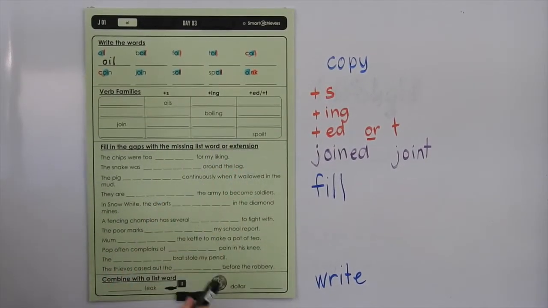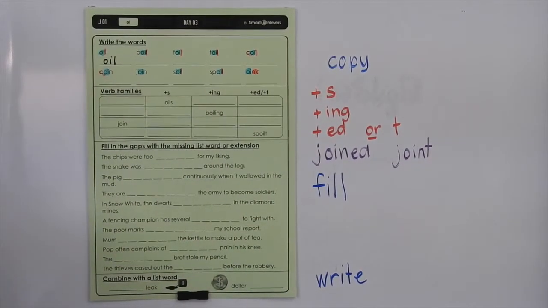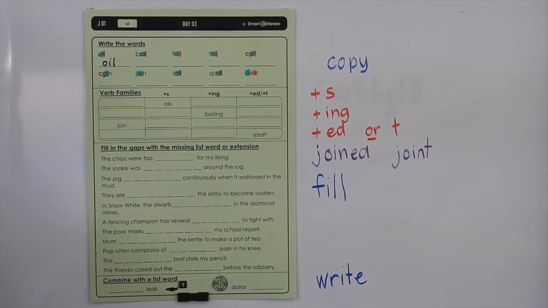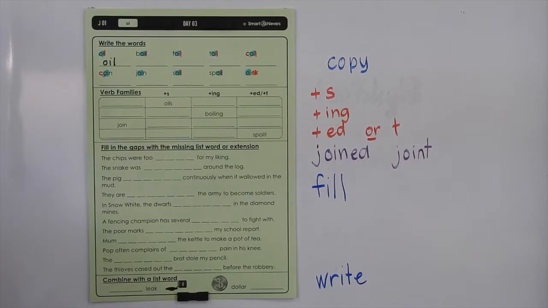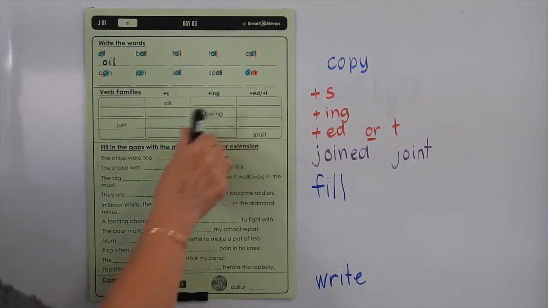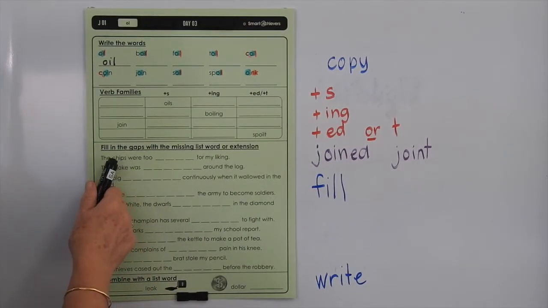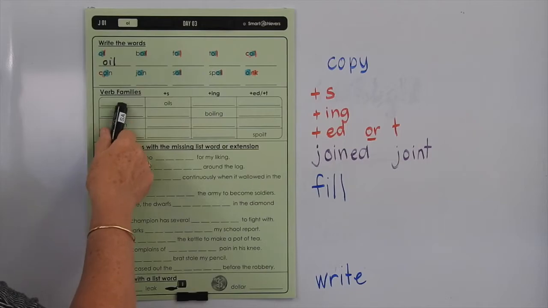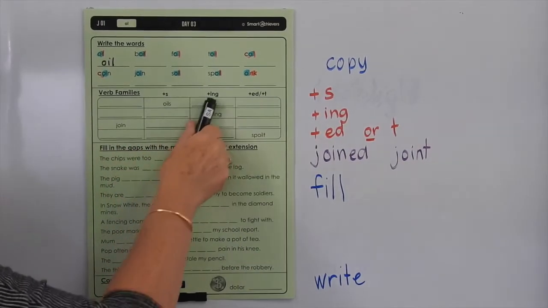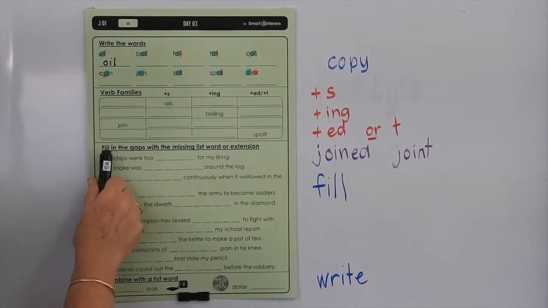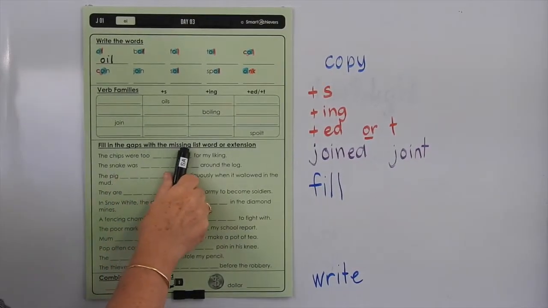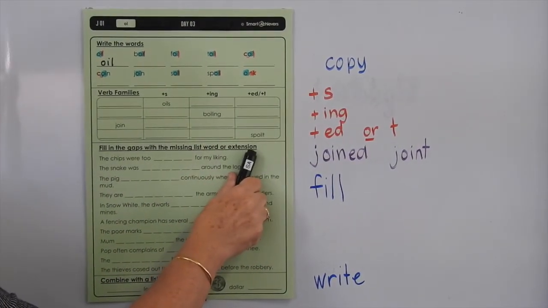When we add the ing, because we've got a long vowel sound before that last consonant, we don't need to double the last letter before we add the ing. Now, here you're just going to write the base word, and that makes it easier to fill in the other columns. Down the bottom it says fill in the gaps with the missing list word or extension.